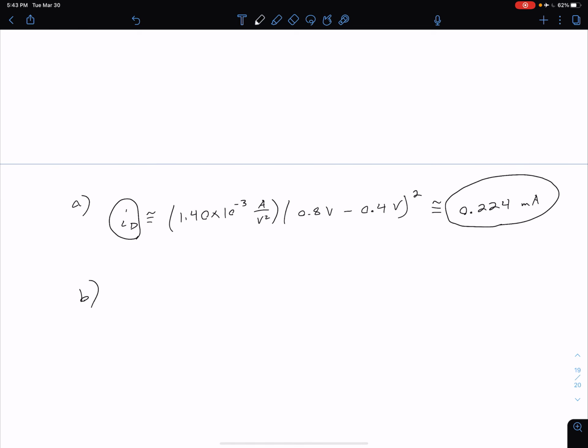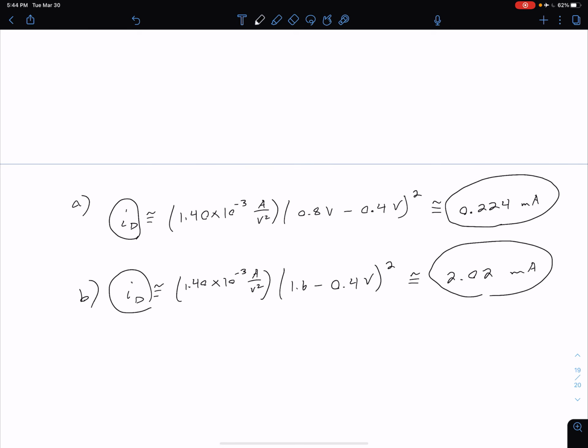So now for part B, it's the same equation. We've just adjusted our VGS. So we still have the Kn as 1.40 times 10 to the minus 3rd amps per volt squared. Now our VGS is 1.6 minus that VTN of 0.4. We're still squaring that. And as we would expect, we see that this current is increasing to 2.02 milliamps. And so that would be how we solved that example.